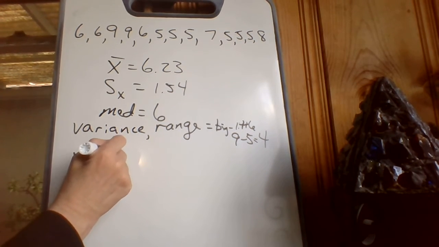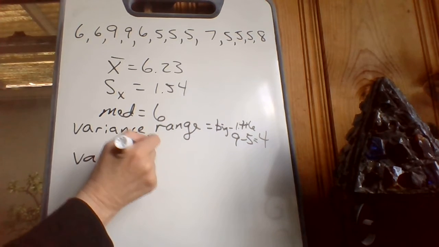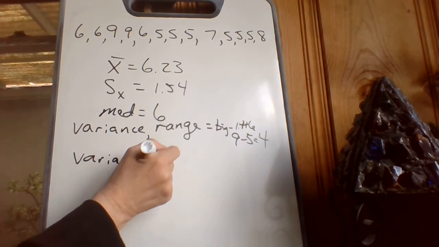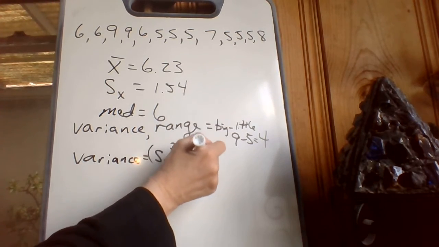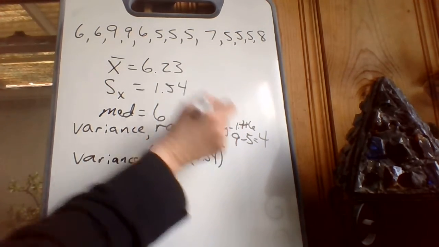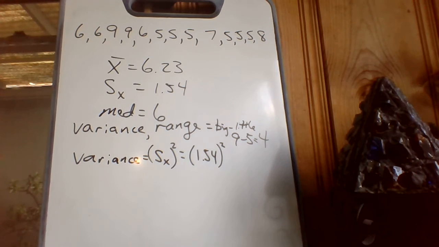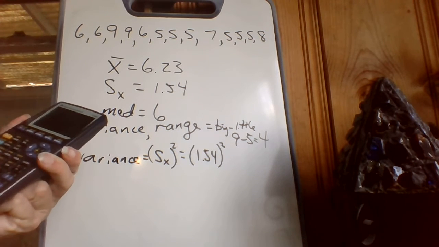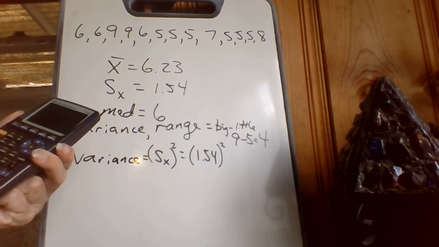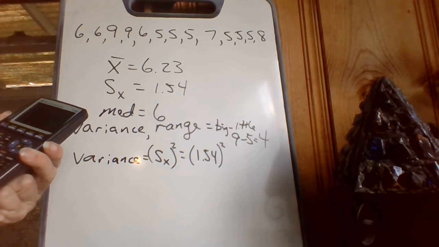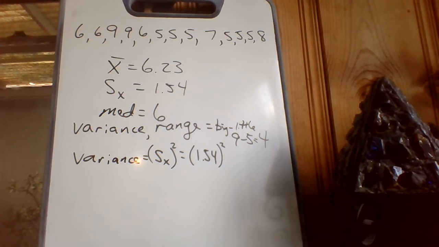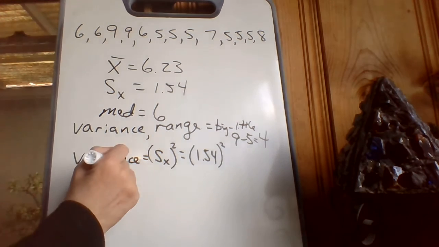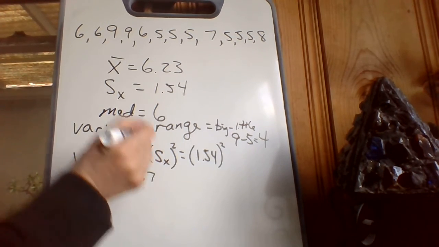But if I need to know the variance, then I'm just going to take my standard deviation right off my calculator and I'm going to square it. So the 1.54, and I'm going to hit the squared button on my calculator. 1.54 squared is 2.37. So that's how you get it.